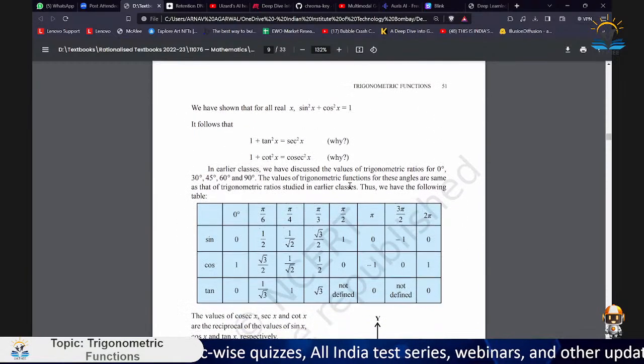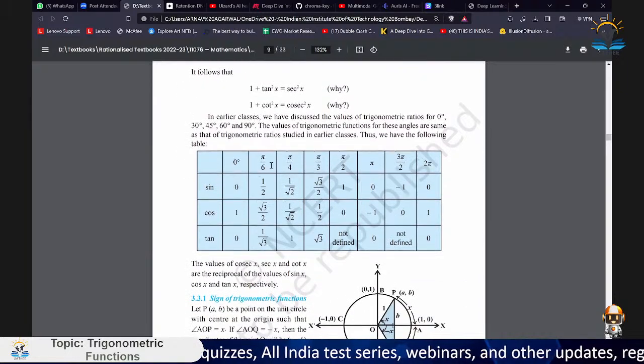And this table is really very important, because these values, pi by 6, pi by 4, correspond to 30 degrees, 45 degrees respectively.